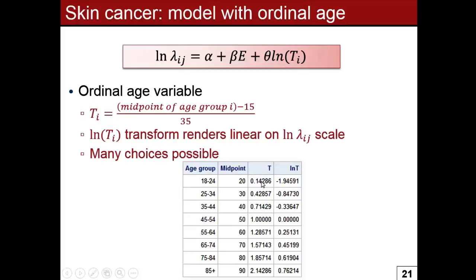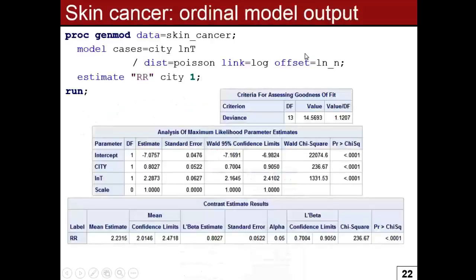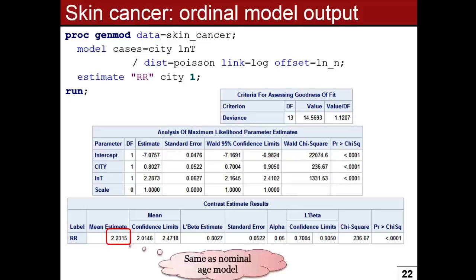Here's the midpoint, and then you take this transformation, this minus 15 over 35, then you take the log of it. You could have just taken the log of the midpoint. Again, this is really what's in the book. But the point is, here's a single term now representing age, and that's a different kind of model. You could fit this model, and you get actually a pretty interesting and similar answer as you would get with the categorical model.